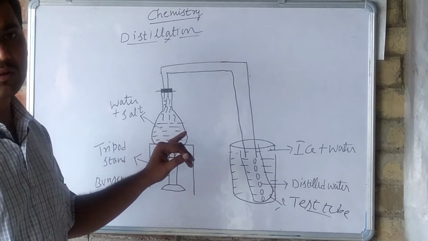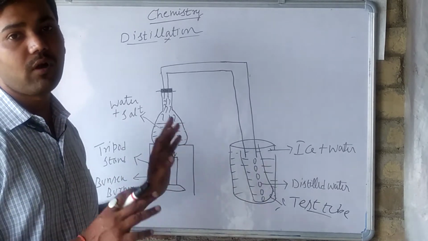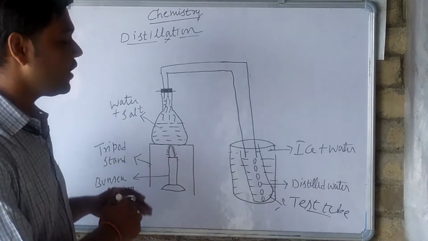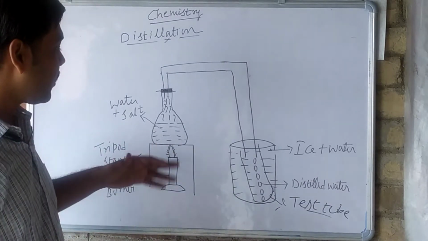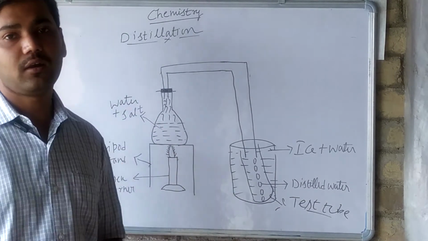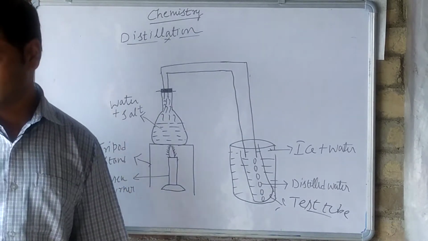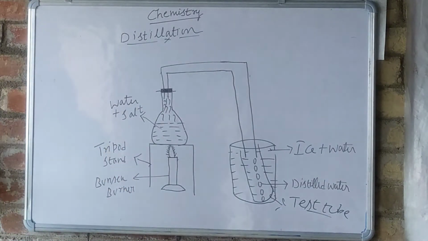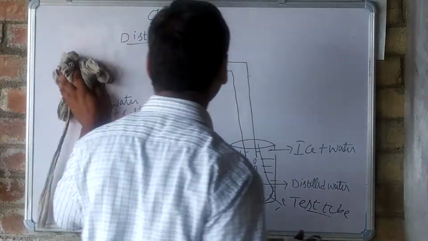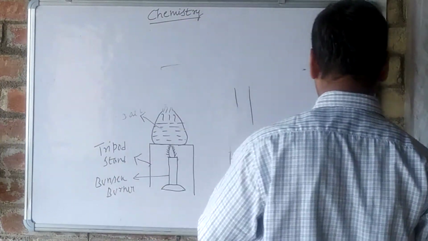And here what is left? Here, the salt, a white residue of salt. We will see that it is left after completing the whole experiment. So this is the process of distillation we have studied. Now next we have to study sublimation.